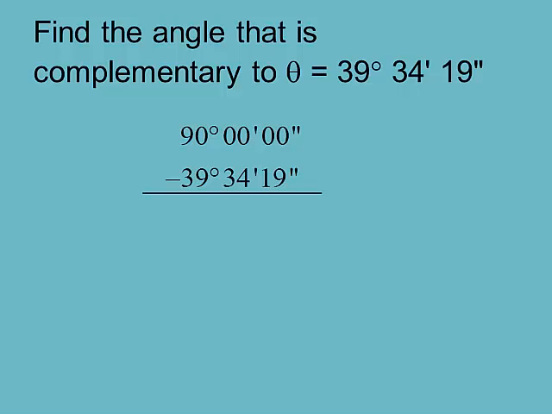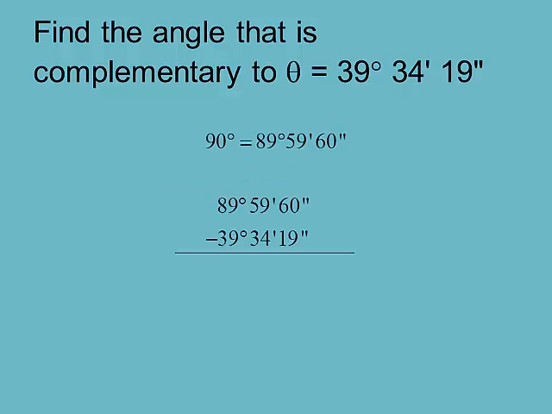Notice I've already started to put in those zeros above the 34 and the 19. We're going to borrow a minute, or excuse me, a degree from 90. We're going to turn it into 60 minutes. Then we're going to borrow 1 minute from 60 minutes and turn it into 60 seconds. That's the plan here. It's borrowing. You're used to borrowing with base 10. Well, this is a combination of base 10 and base 60.